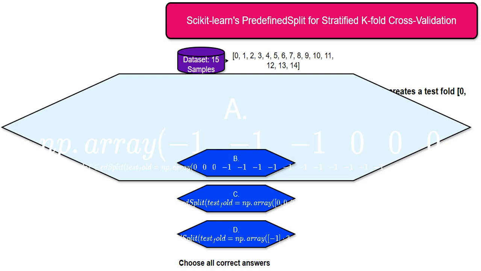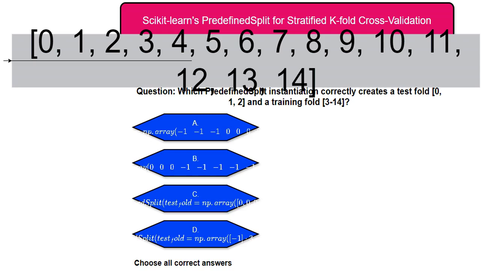But, remember, we only have 15 samples. The array length must match the number of samples. In this option, the first 3 samples are assigned to the training set, -1, and the remaining samples are assigned to the test set, 0. This is the opposite of what the problem statement asked for.